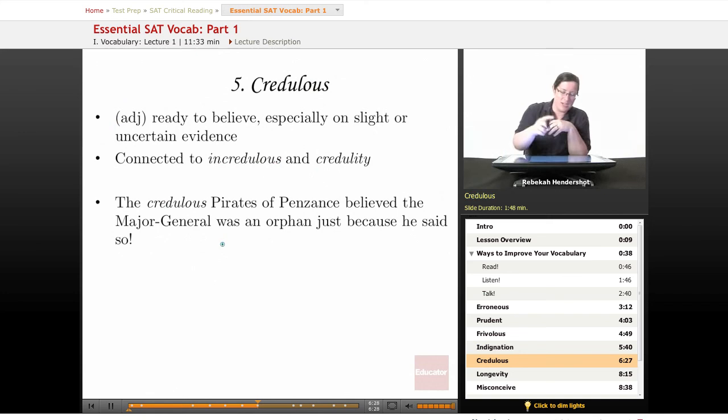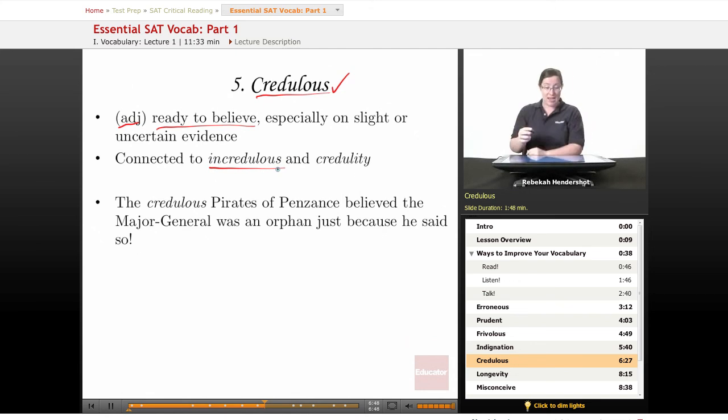All right, our fifth word is credulous. This is arguably my favorite SAT vocabulary word ever. It is an adjective, as you can tell by the ous ending, and it means ready to believe, especially on slight or uncertain evidence. If you are credulous, you're very gullible. It is connected to incredulous, which means you don't believe something. I am incredulous at this.